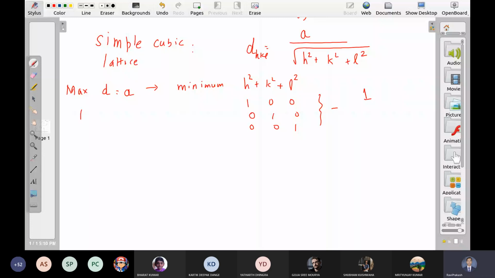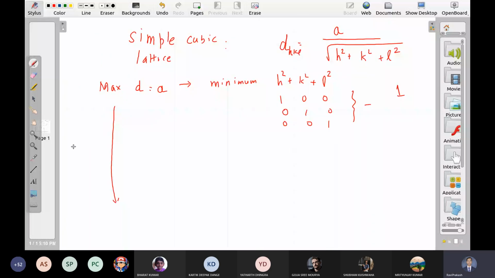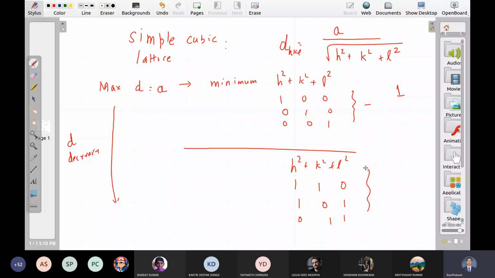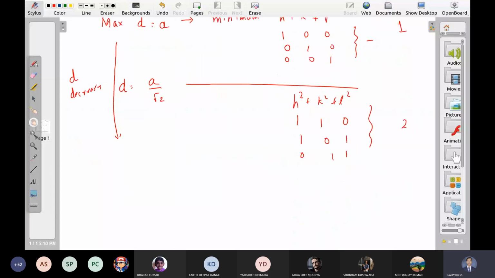D is decreasing in this direction. So the first entry is the maximum value. For the second entry, what can we have? Let us take H is equal to 1, K is also 1, 0, or this, or this. In all these cases, this summation is equal to how much? 2 only. What is D? A by root 2. Similarly, the next D will be A upon root 3.